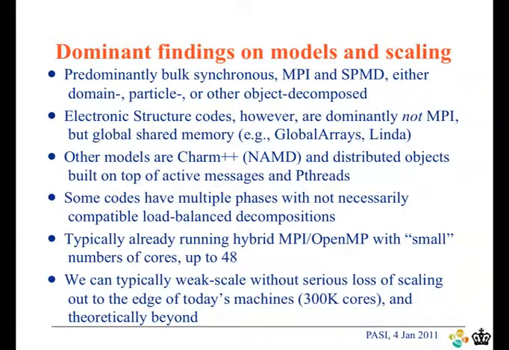These applications are already running hybrid in almost every case. They're already mixing MPI on the outside with some multi-threaded package underneath, and up to 48 cores we found, which was relatively encouraging. And they typically weak scale without any real loss of theoretical efficiency out to the edge of today's machines, 300 cores. Weak scaling is easy for PDE-based codes. I'll make that argument a little bit later in the talk.